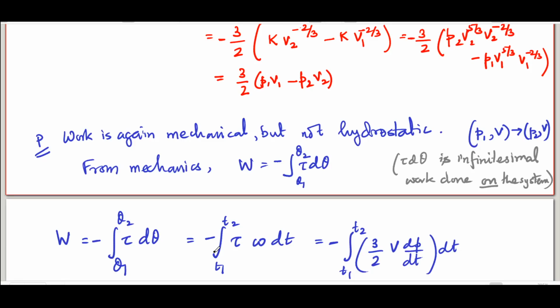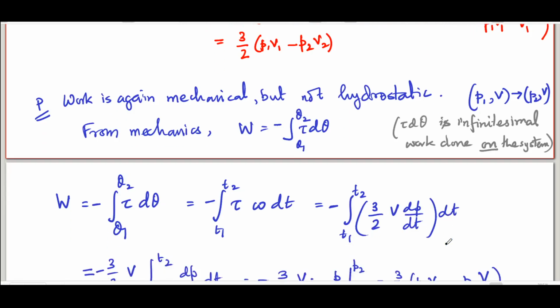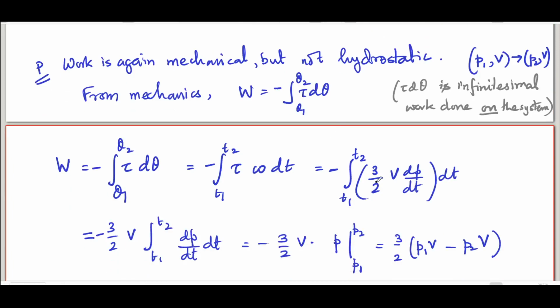And now comes our experimental result. Our friend had found out that dP/dt, the rate at which pressure increases with time under such a situation, is given by 2/3 omega tau by V. Using that, we can replace the omega tau here and get 3 by 2 V dP/dt for this integrand. And now, remember, V is a constant for the process, so it can just be pulled out. So you get minus 3 by 2 V times the integral from t1 to t2 of dP/dt times dt. That's of course dP here.